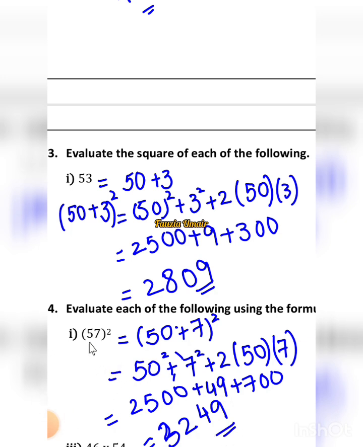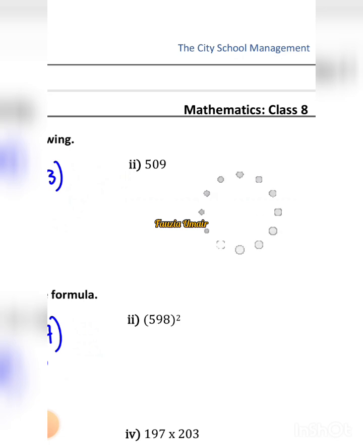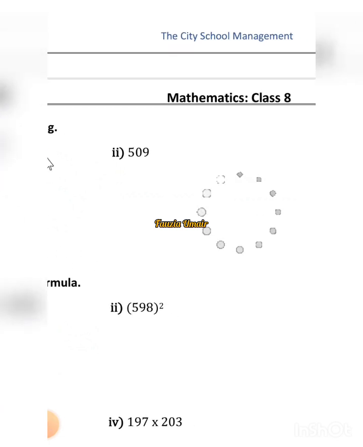If you calculate 57 square the long way, it will take you much time. But if you use this formula, you can do the calculations mentally also. Just take the squares and do that. So it is basically a quick way of solving squares. So moving on to third question. These are the next two questions.